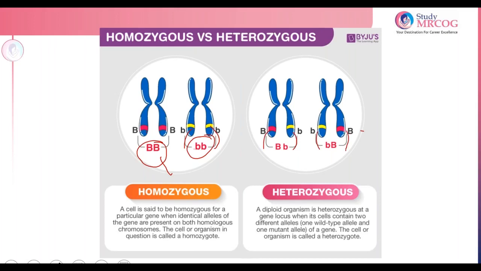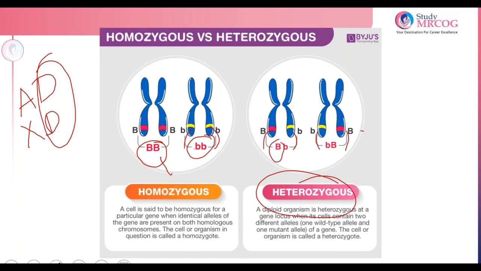If you ask me why you have to understand this, take autosomal dominant or X-linked dominant, any of the dominant diseases: even if they are heterozygous, if B is a dominant gene, the patient who presents with this genotype will present with the disease. That means if they carry B and B is a dominant gene, the patient will present with disease even though the other gene is normal. This is autosomal dominant.